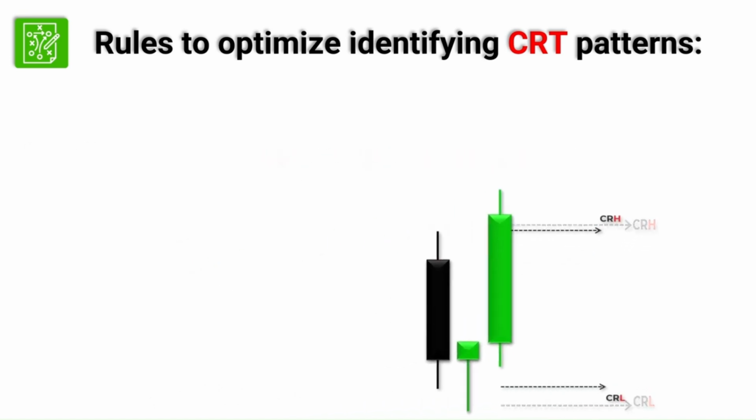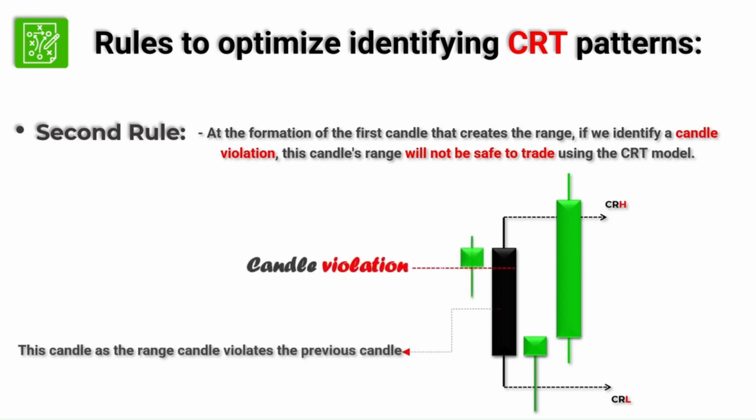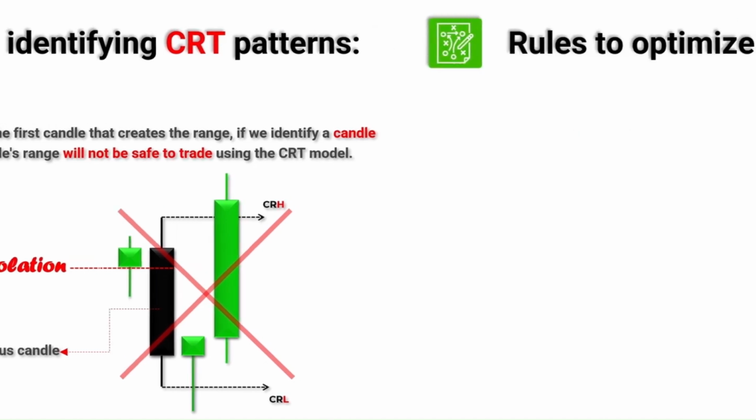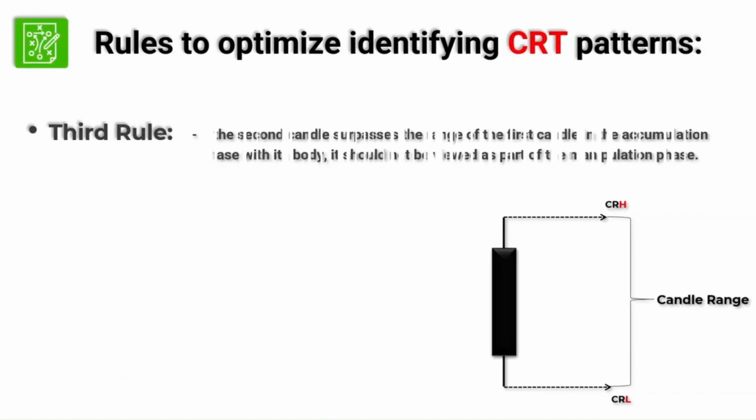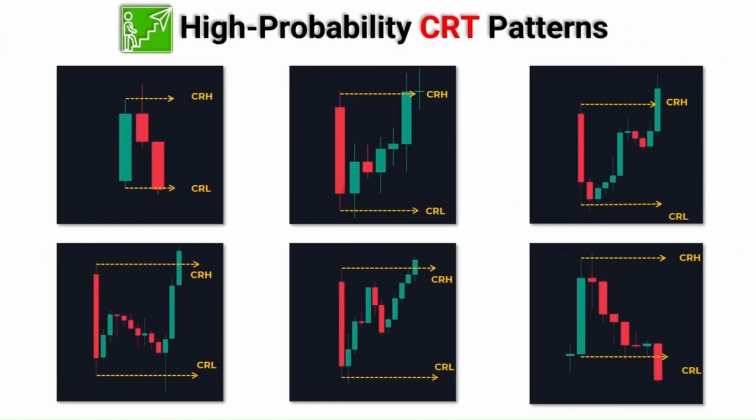The second rule: at the formation of the first candle that creates the range, if we identify a candle violation, this candle's range will not be safe to trade using the CRT model until it meets the theory we will discuss in the following. The third rule: if the second candle surpasses the range of the first candle in the accumulation phase with its body, it should not be viewed as part of the manipulation phase. In this case, there is a chance of the trend continuing in the direction of the first candle. Here we have some CRT models that meet these three rules.